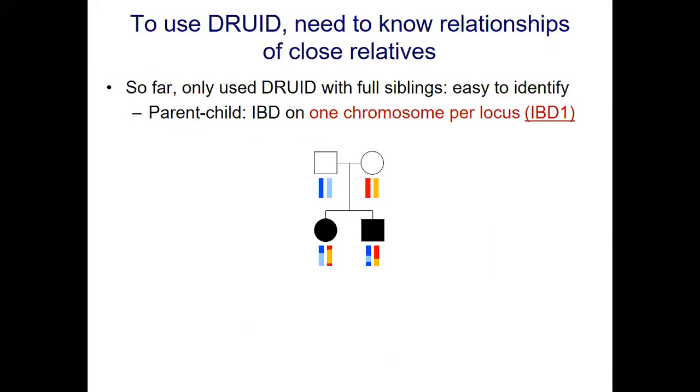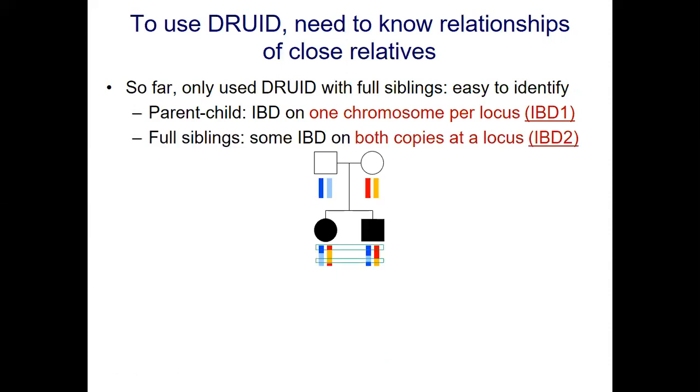So far, I've only been talking about using information from a set of full siblings. And the reason full siblings are used is that it's actually quite easy to identify full siblings, for the reasons I'll talk about right now. So for considering first degree relationships, we have parent-child and we have full sibling relationships. Parent-child relationships are distinguished in that a child shares one chromosome copy IBD, on exactly one copy, with their parent at each position along their genome.